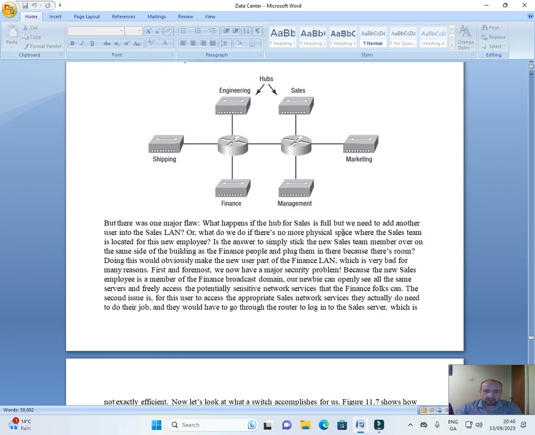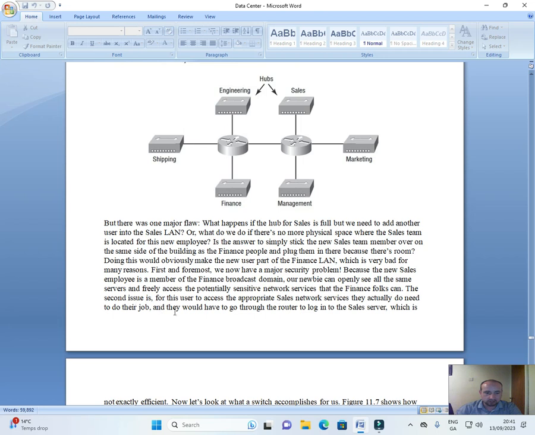What happens if the hub for sales is full and we need to add another user into the sales LAN? Or what do we do if there's no more physical space where the sales team is located for this new employee? If the answer is simply stick the new sales member over on the same side of the building as the finance people and plug them in because there's room, doing this would obviously make the new user part of the finance LAN, which is very bad for many reasons. First and foremost, we now have a major security problem because the new sales employee is a member of the finance broadcast domain. Our newbie can openly see all the same servers and freely access the potentially sensitive network services that the finance folks can.